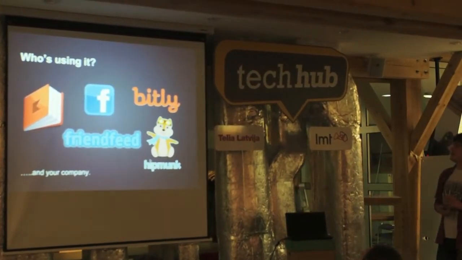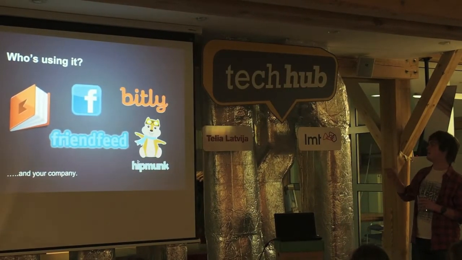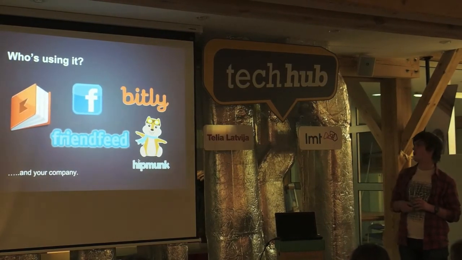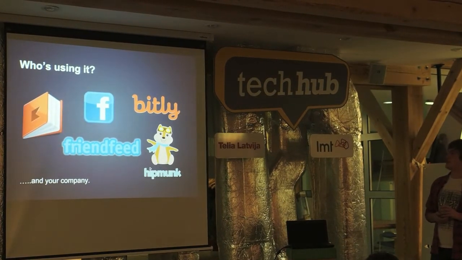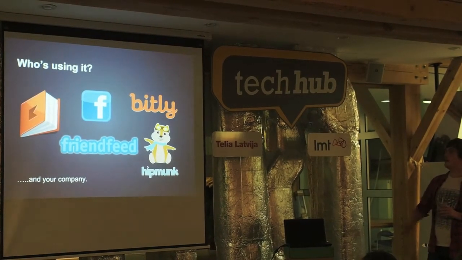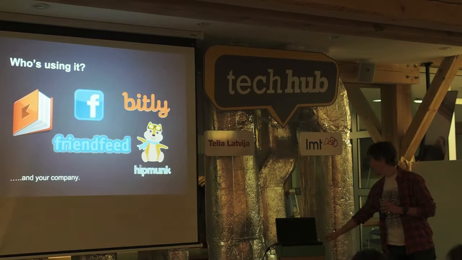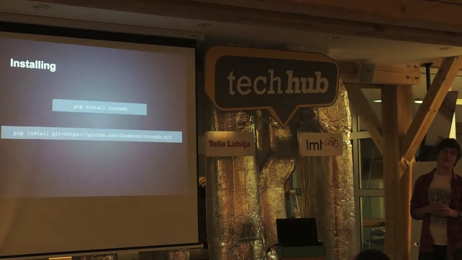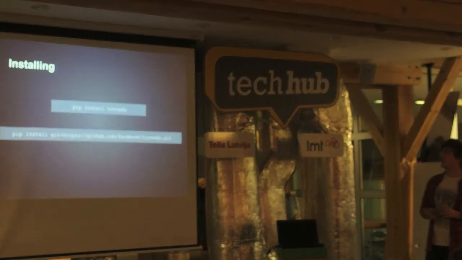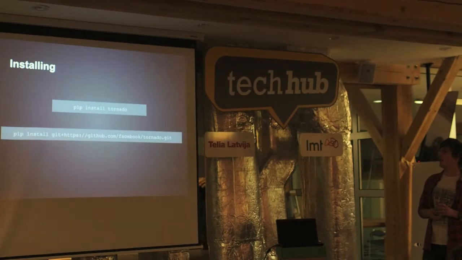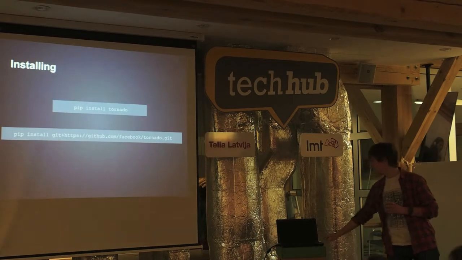There are a couple of companies using it. Of course, Facebook and FriendFeed, then Bitly and Hipmunk, which are more notable, and the startup that I'm working at called Kobo, and Tornado is running everything backend for us, web apps, API servers, and more. And hopefully after tonight, your startup as well. Installing it is the same as for every other library. The stable version goes simply under Tornado, and the unstable version goes with the URI to GitHub and their Facebook account.